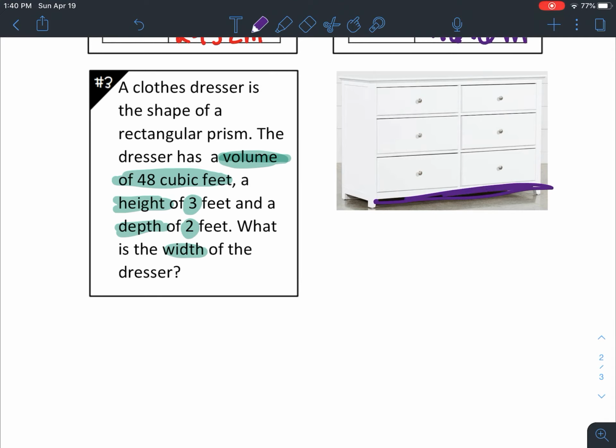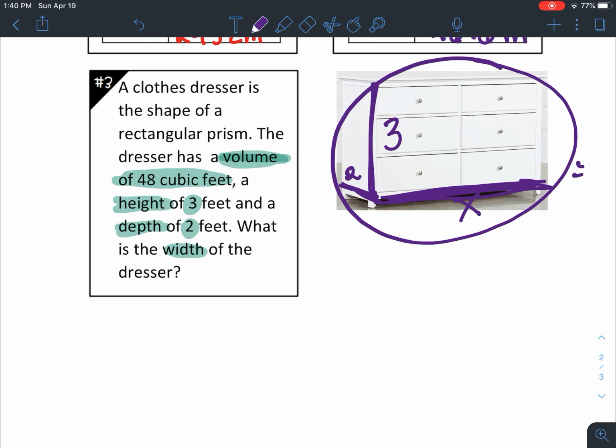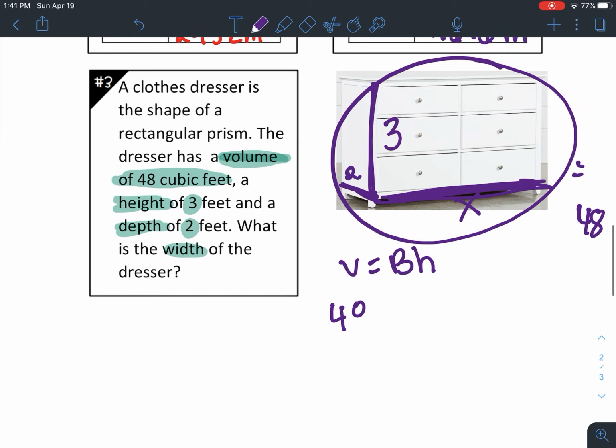So I want to know this piece here. How long is that piece going to be? So I know I have a height of 3, a depth of 2, and I'm looking for this, and I know the whole thing is equal to 48 cubic feet. So we have volume is equal to big BH. I know my volume is 48.